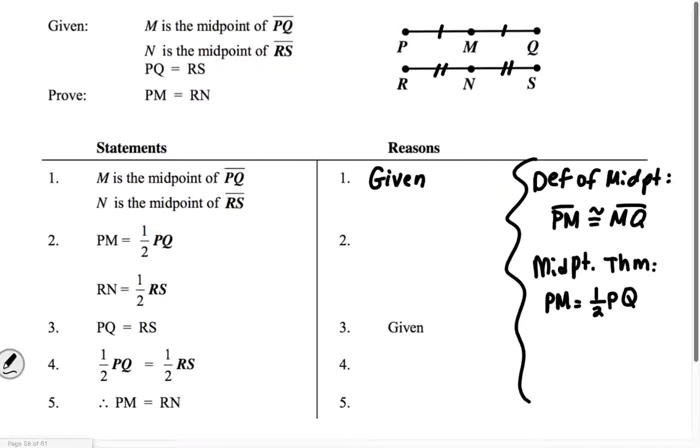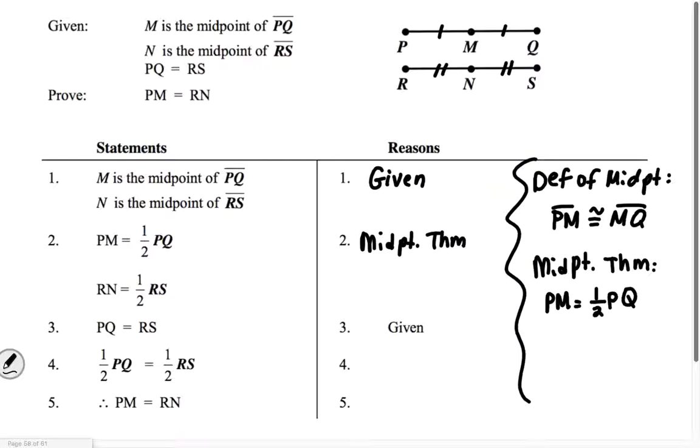So a definition of midpoint is that it breaks it into 2 congruent pieces. So like this is equal to that, like congruent to it. And the midpoint theorem does the 1/2s. You can see these 1/2s. So for number 2, we're going to say midpoint theorem. I probably wouldn't count it wrong if you said definition of midpoint, but I'm really not that picky on these.